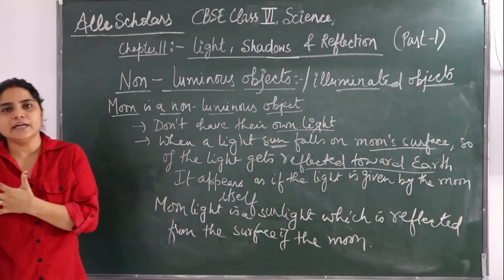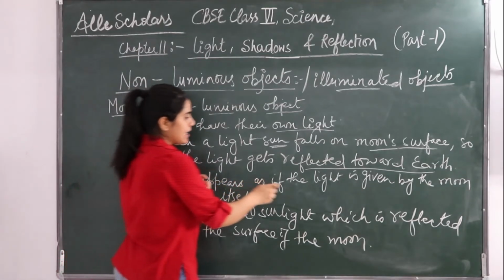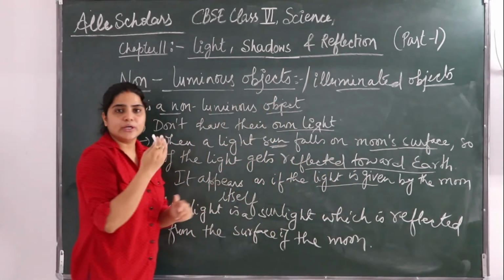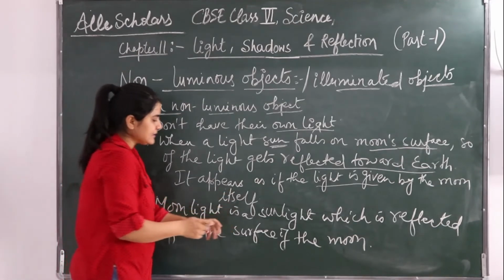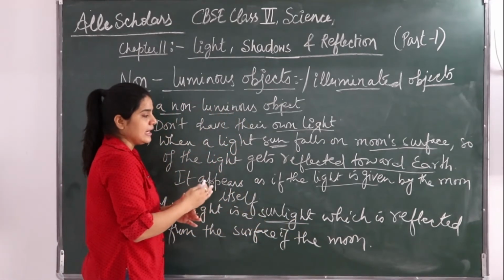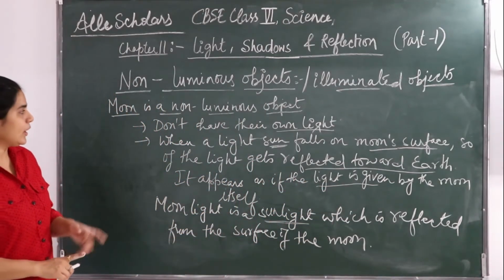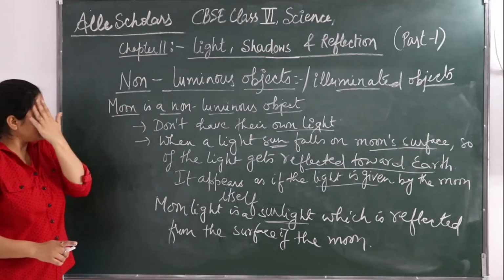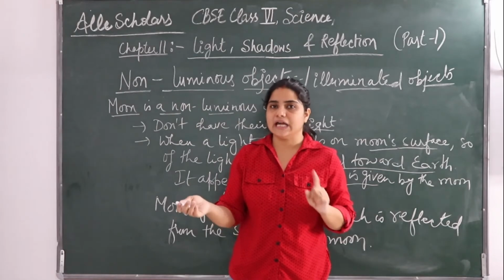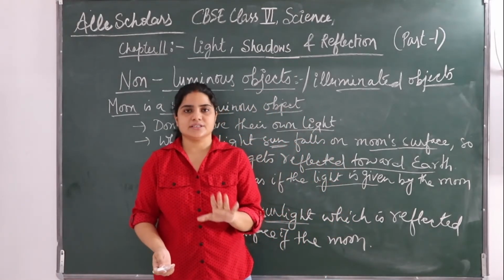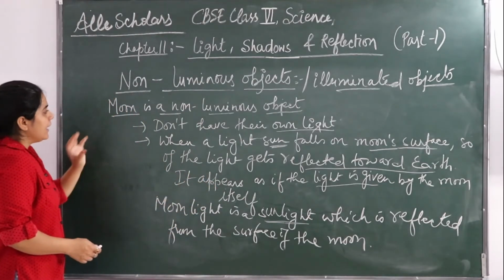जब वो अर्थ पे लाइट रिफ्लेक्ट होती है मून से, तो हमें क्या लगता है? It appears as if the light is given by the moon itself. No, but the light is not of the moon. Moonlight is the sunlight. That is sunlight which is reflected from the surface of the moon. Okay, so this is how the moon is a non-luminous object. It does not have its own light, but it reflects the light of the sun. Remember this. Okay, don't ever get confused that the moon has got its own light.